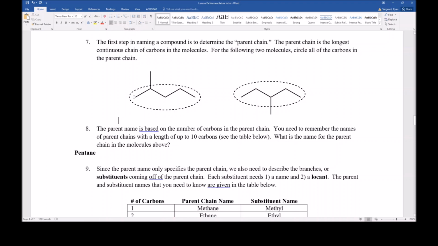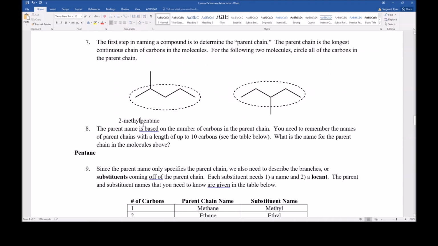So if I call this carbon over here carbon number 1, then my substituent is coming off of the second carbon. If I call this carbon number 1, then my substituent comes off of carbon number 1, 2, 3, carbon number 4. So that means that this is where I'm going to start my numbering, and therefore the methyl group is coming off of the 2 position. And the correct name for this compound is 2-methylpentane.